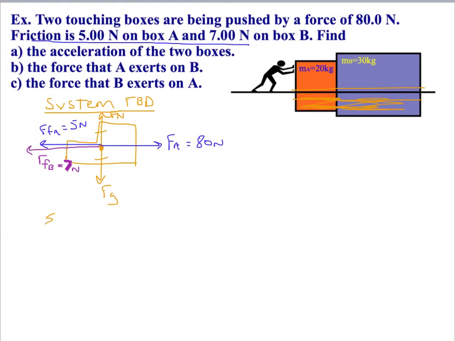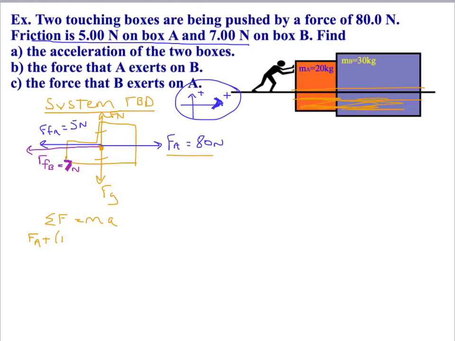I want to start by saying, sum of forces equals ma. Remember, when we say sum of forces, it's the unbalanced forces. So Fn and Fg are balanced, they cancel out. What I'm left with, my unbalanced forces, are the applied force, and I should say what my positive direction is going to be. I'll stick with the direction of the applied force as positive. This way is positive. So my applied force is in the positive direction. Both of my friction forces are in the negative direction.